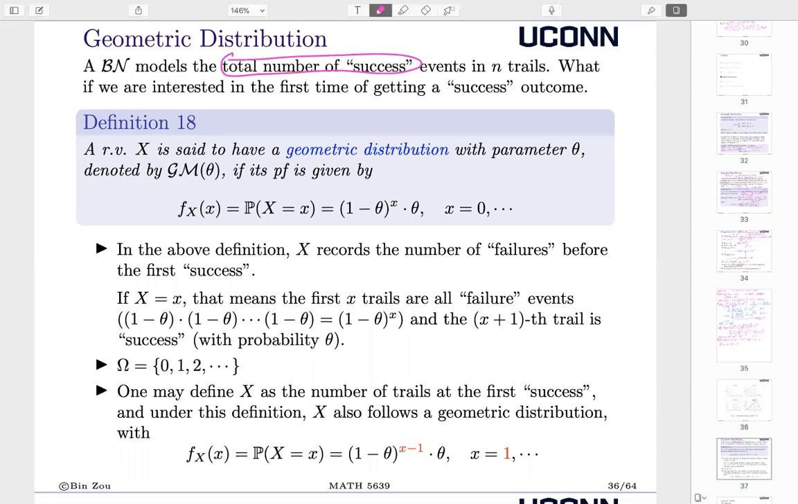So let's introduce a random variable, okay? So now we have this x, which is called a geometric distribution if it satisfies this property. So basically the probability function of a geometric distribution is given in this form, okay? First, let me mention one important thing, that is it goes to infinity.